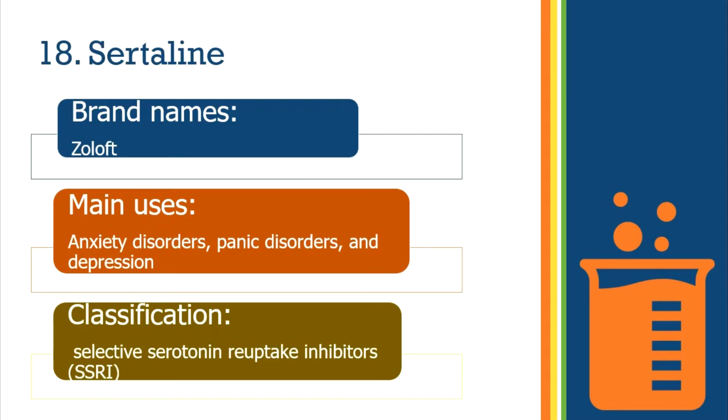Sertraline, also known as Zoloft, mainly used to treat anxiety disorders, panic disorders, and depression. And it is a selective serotonin reuptake inhibitor. You might see it as SSRI.